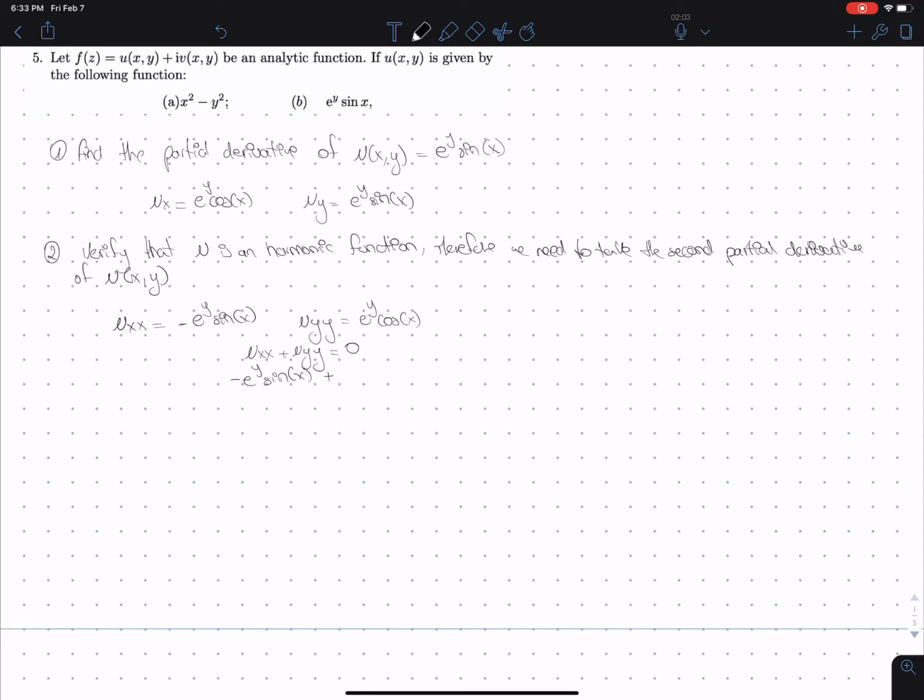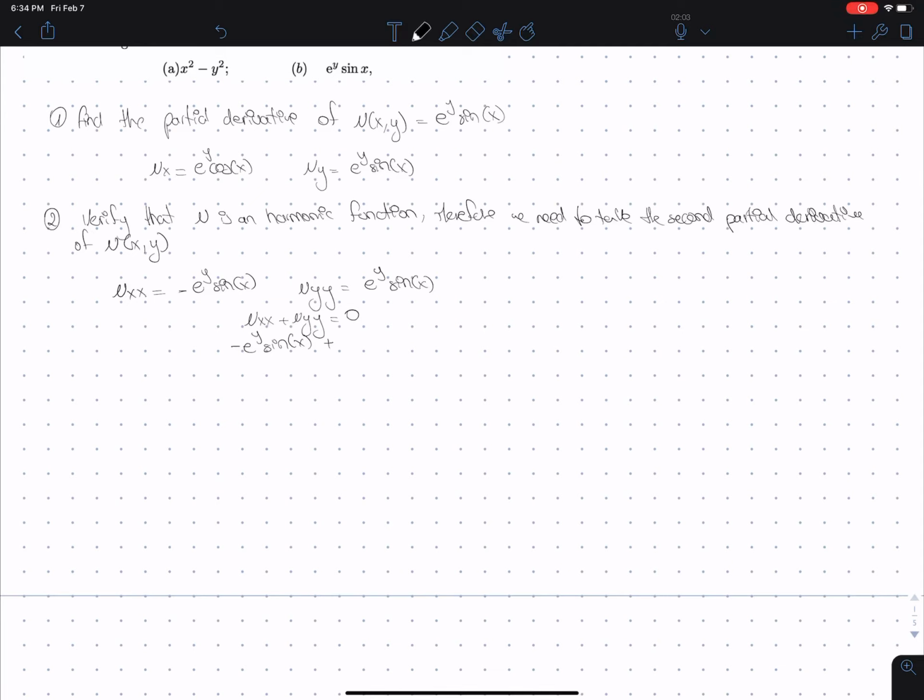Here, look what I did. I made a mistake in this section. The second partial derivative of u in terms of y is still e to the y sine of x. I was taking the second partial derivative in terms of x. That was my mistake. So again, we need to take the second partial derivative in terms of y, and it is going to be equal to e to the y sine of x.